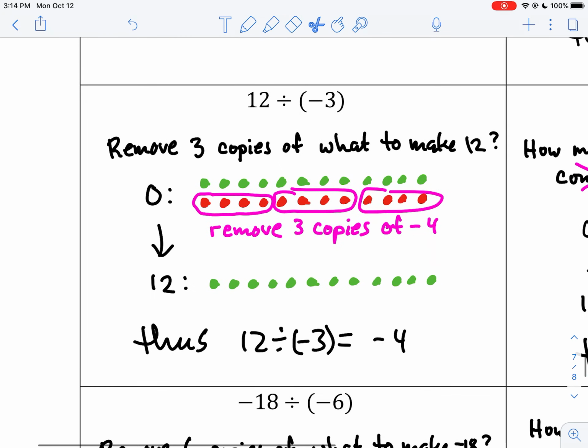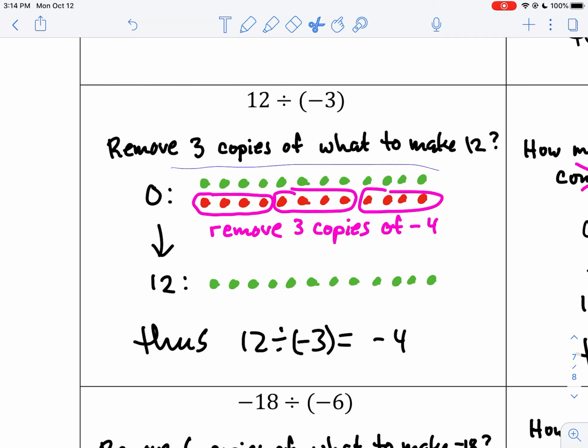Let's just do all the partitive meanings. Here, when I'm dividing by -3, that's a multiplier. We're trying to find a multiplicand. And because the multiplier is negative, we want to think removing from 0. So the question becomes, we're going to remove 3 copies. Right, remove 3 copies is what a -3 multiplier does. Remove 3 copies of what to make 12?